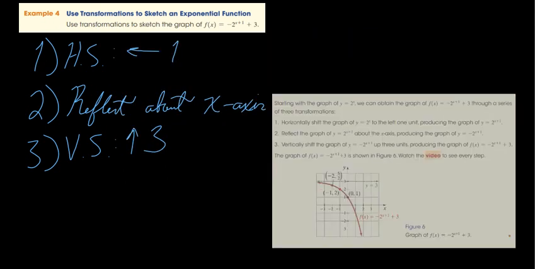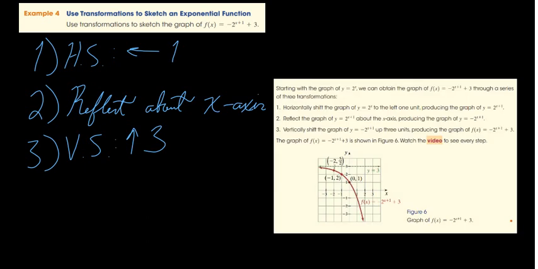Again, that is the solution. And we notice how we have the horizontal shift first, we reflect second, we vertical shift last, and then we end up with our function that looks like this.